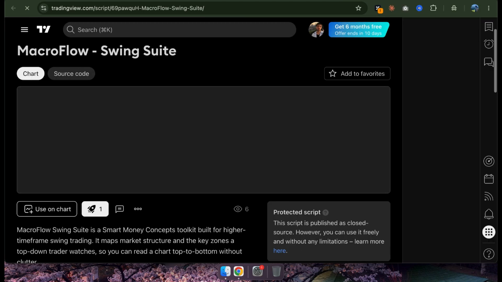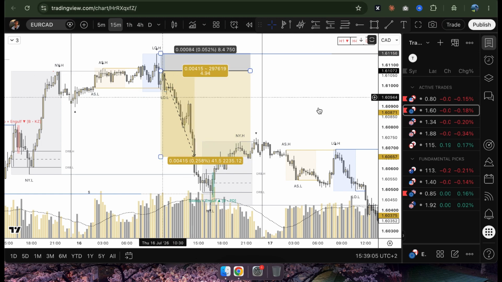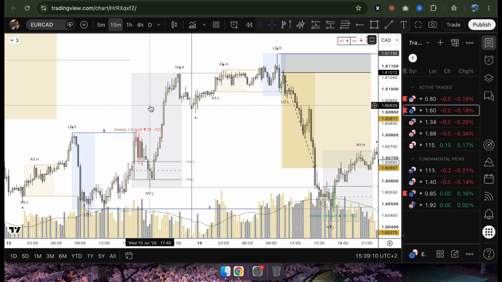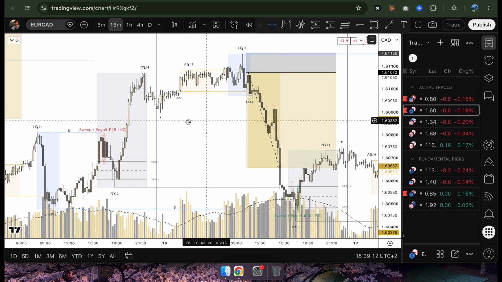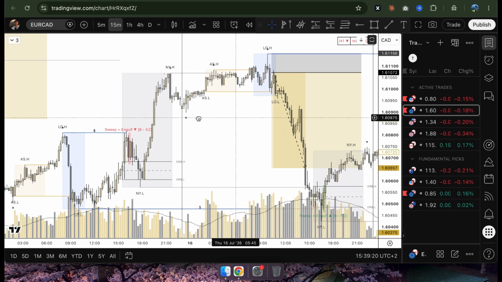So what I was saying is, for example, if I know that EuroCAD is bearish because my Macroflow perspective is bearish, but I haven't been able to get filled on my swing strategy, I come to the chart and use my intraday strategy with the bias in mind. So on EuroCAD, I was looking to short it because it was bearish.